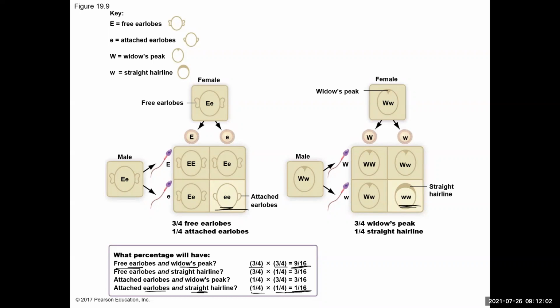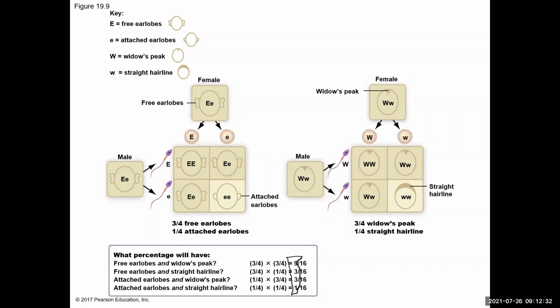And then you can look at free earlobes, which are 3/4, and a straight hairline, which is 1/4. So that's 3/16. And then attached earlobes versus widow's peak is 1/4 times 3/4, for 3/16. So 9, 3, 3, 1. You can see that there. That's a 9-3-3-1 ratio.